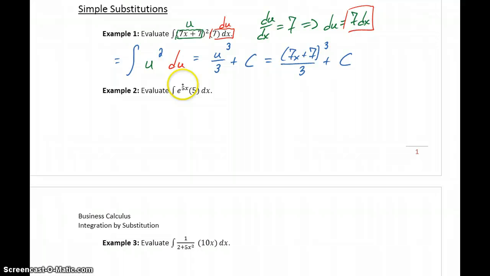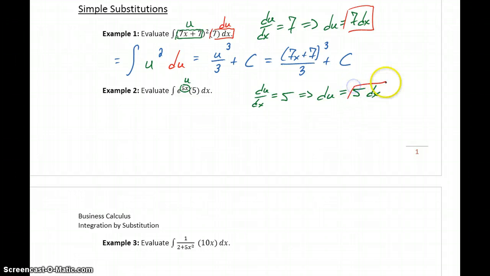We'll start off the second example the same way. We want to identify the interior function, which in this case is 5x. So we're going to let u equal 5x. We'll again look at taking the derivative of u, which should be equal to the derivative of 5x, which would be 5. Getting du isolated on one side by itself gives us du equals 5 dx, which again we have exactly 5 dx as the rest of that integral expression. So in place of that 5 dx, we're going to be able to swap in du.